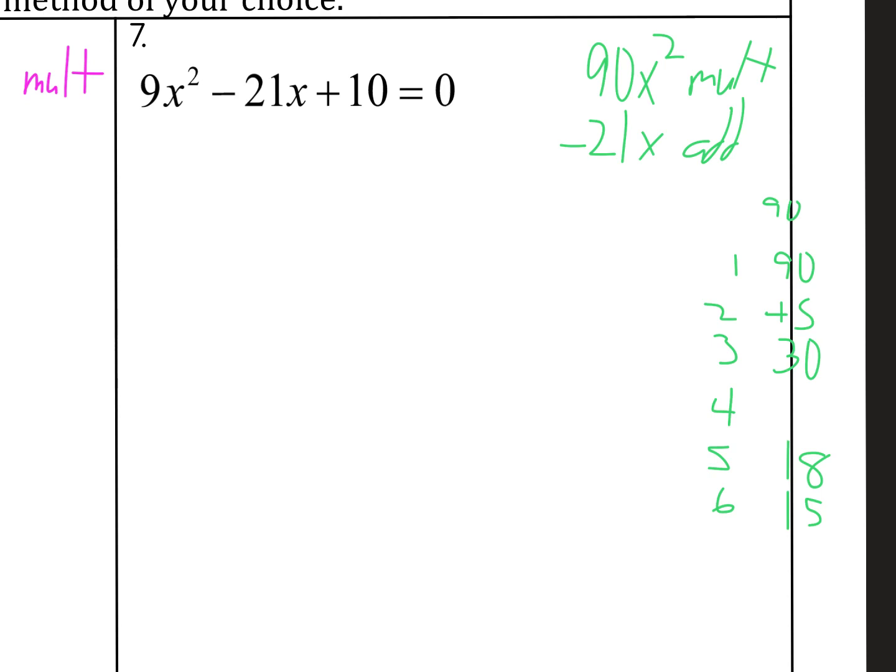So 4 and 20, that's 22 and a half. That doesn't work. Wait, 6 and 15, that gets me 21. So if I make both those negative, then it will work. So I'm going to factor this, and then I'm going to go back and do that first one by completing the square. So minus 6x minus 15x plus 10.